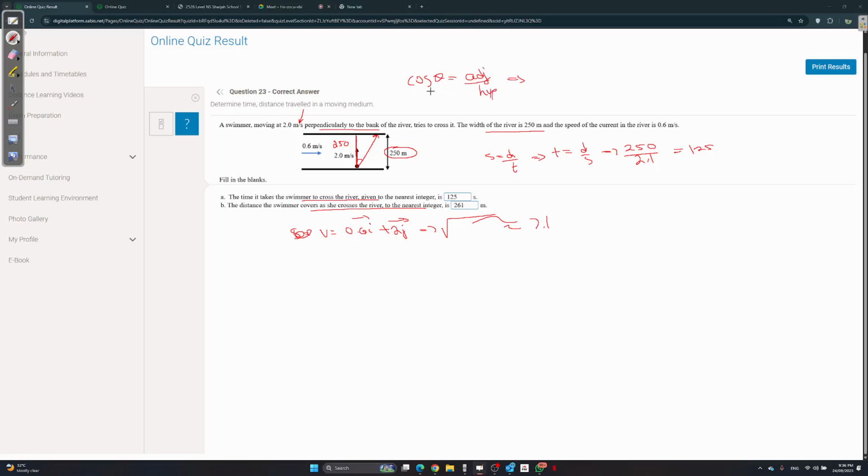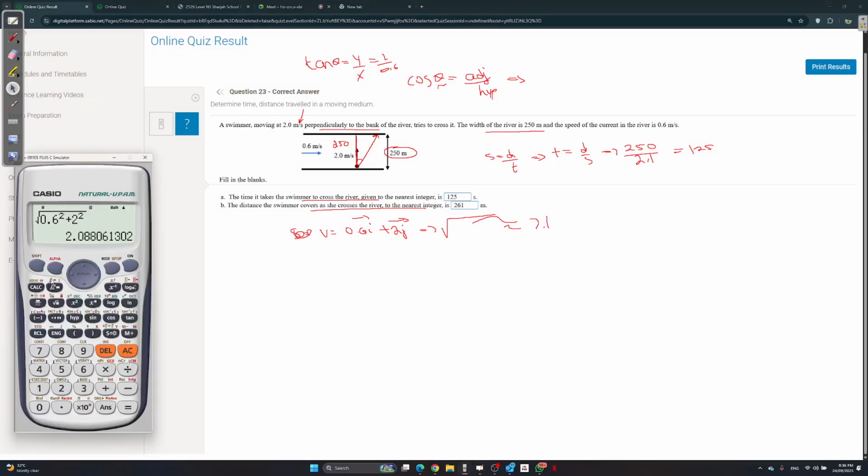Now how to find cos theta? First let me find out what theta is. How do I find tan theta? Tan theta is y divided by x. What's my y? 2 over 0.6. So let's find theta. Shift tan of 2 over 0.6. You get 73.3. So theta is equal to 73.3.